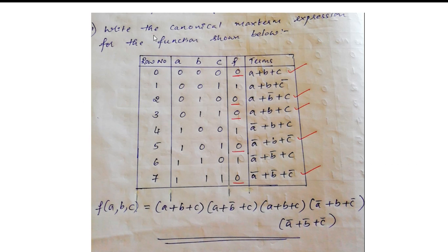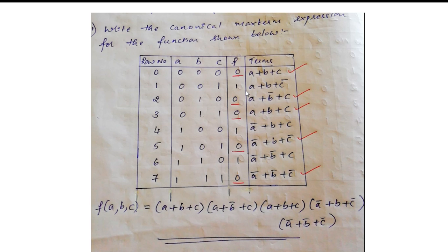Okay, look at it. What is asked here? Write the canonical max term expression for the function shown below. This is the truth table. In a truth table they never give the terms, the terms you need to write. So now for simplification, what is to be done here? All the terms are to be written for all the combinations. Since it is POS, each term is a sum of the literals, and for logical 0 you need to consider it as the variable. For logical 1 you need to consider its complement. That is the difference.